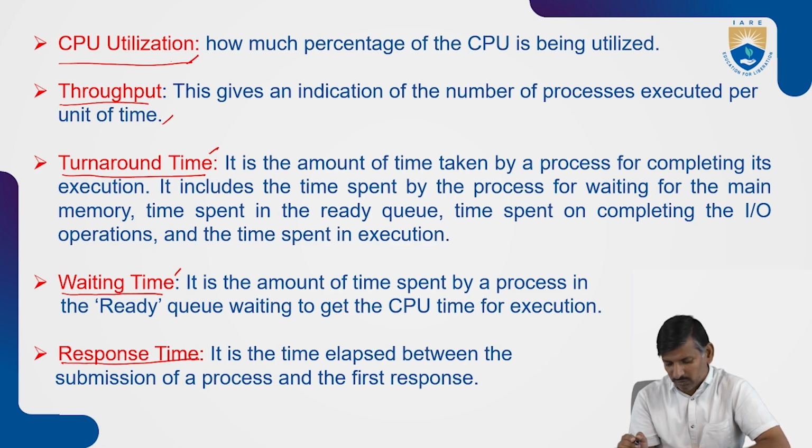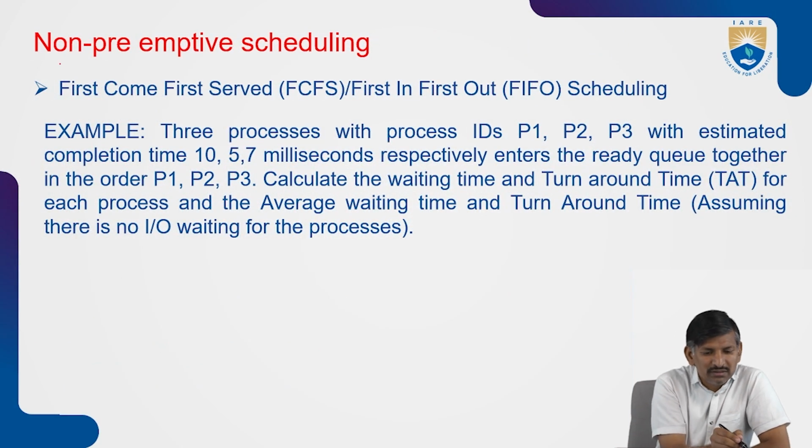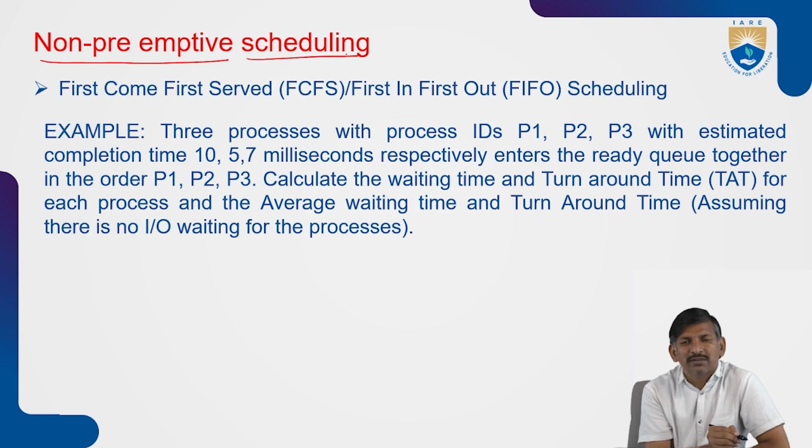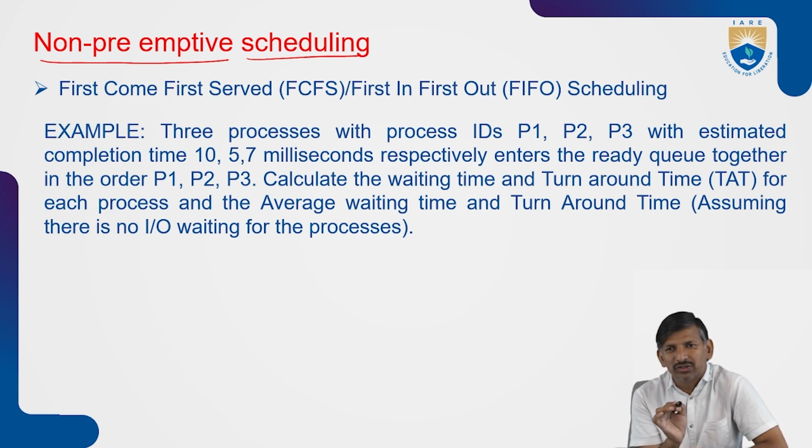We will check one example. First, we are considering a non-preemptive scheduling algorithm. Non-preemptive means whenever a new process enters into the ready state, it gets the CPU only after completion of the currently executing task.